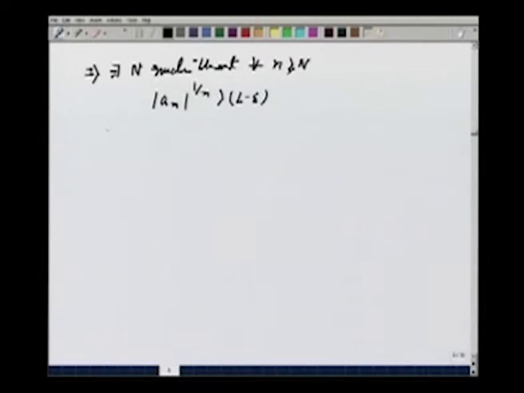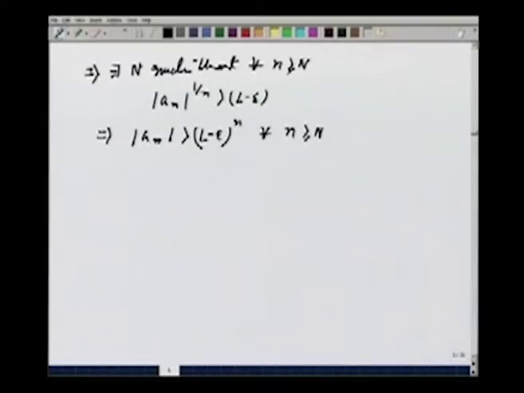This implies then, by the definition of limit, that there exists capital N such that for all n bigger than or equal to capital N, modulus of an to the power 1 by n is bigger than L minus epsilon. This implies modulus of an is bigger than L minus epsilon whole to the power n for all n bigger than or equal to capital N.